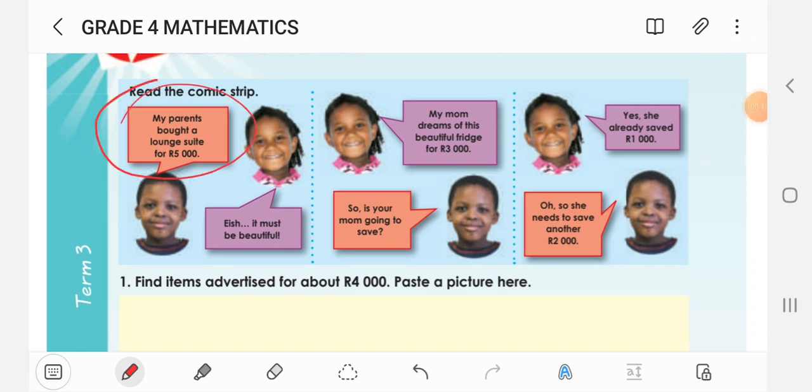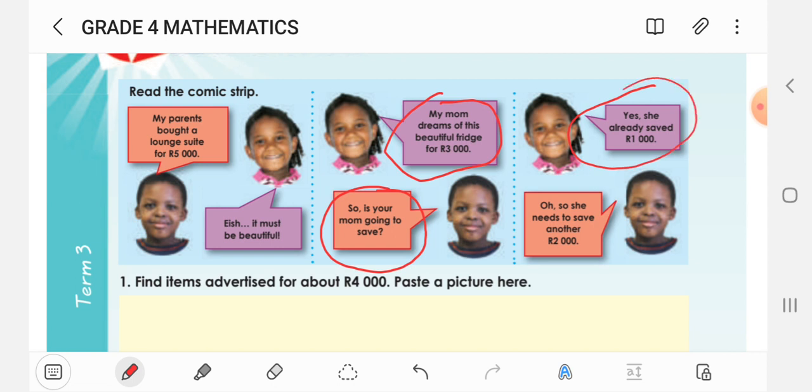This one says, my parents bought a lounge suite for 5,000 rand. That is a couch. And then the girl responds by saying, Ish, it must be beautiful. And here it says, my mom dreams of this beautiful fridge for 3,000. And then the boy says, so is your mom going to save? And then she says, yes, she already saved 1,000. And he's like, oh, she needs to save another 2,000 in order for her to have 3,000 rand.